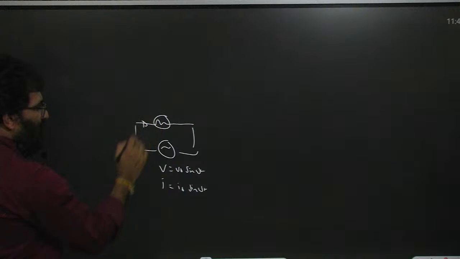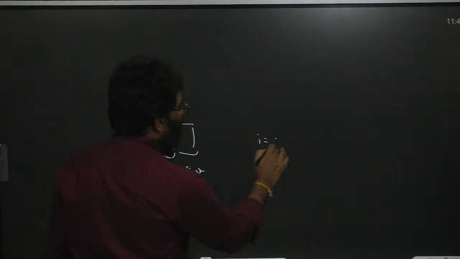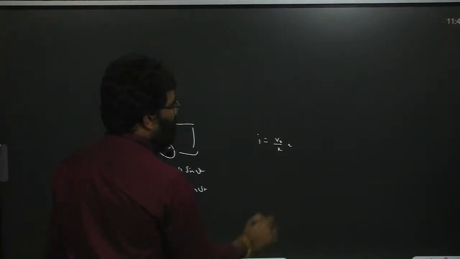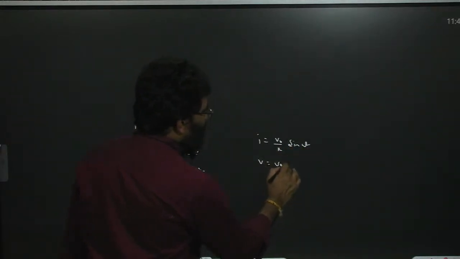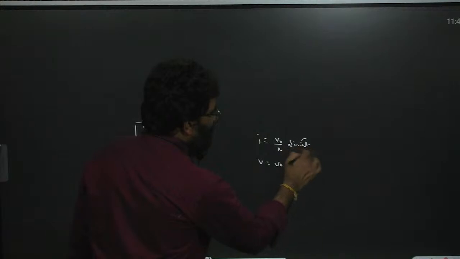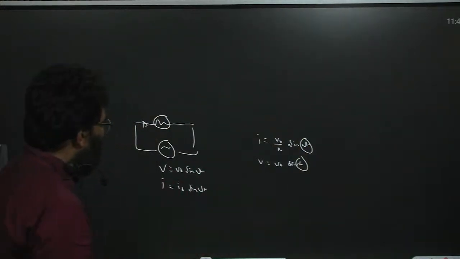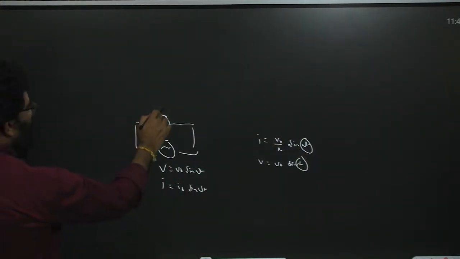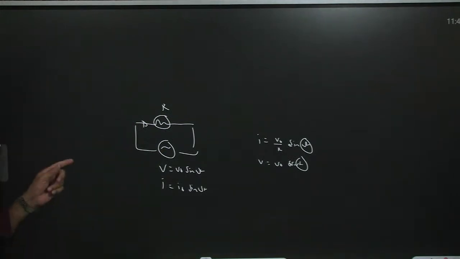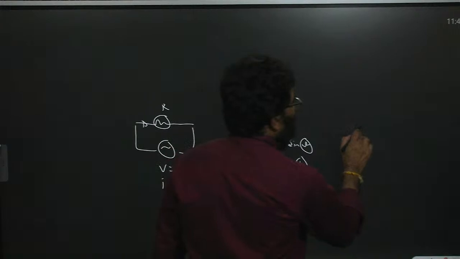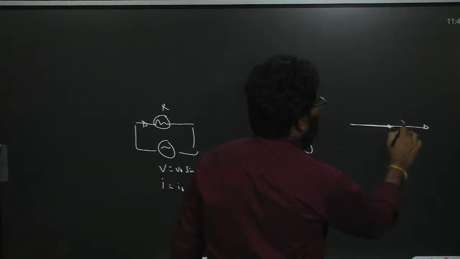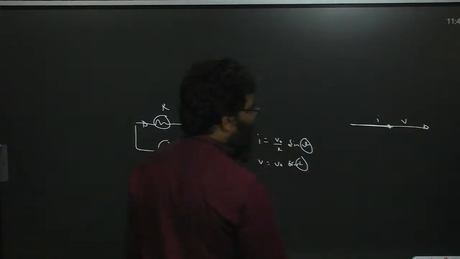Current and voltage are both the same, I is V by R, sin omega t only. So V is equal to V naught sin omega t. When we connect a resistance to the AC source, both are in the same phase. We can show the phasor like this: V is more and I is less because of V by R.